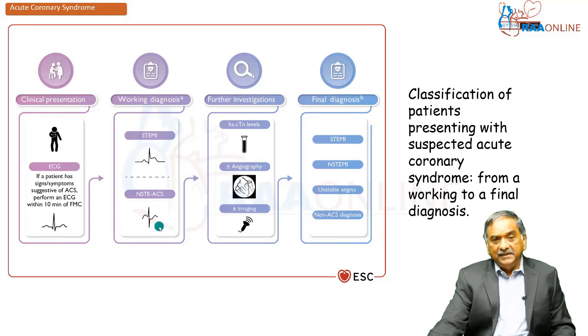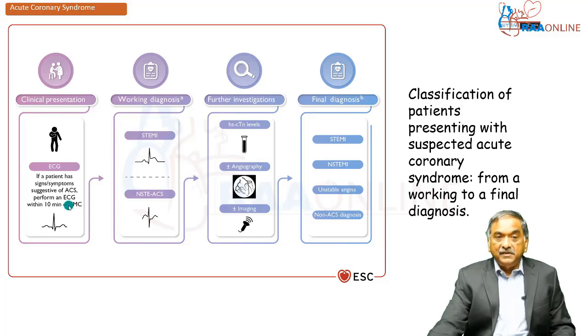If on the other hand there is either ST depression or T wave changes, then one needs to look further at the troponin levels and risk stratify based on them. If the troponin is positive, then risk stratify and manage as non-STEMI. If the troponin is negative, manage as unstable angina.